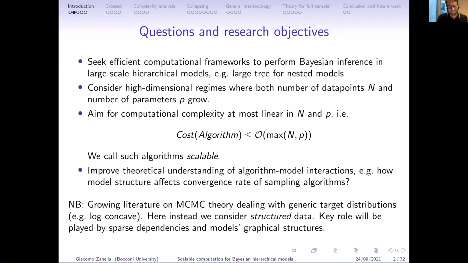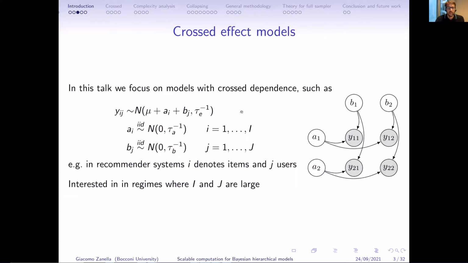And again, the sparse dependence and the graphical model will play a crucial role. So more specifically, most of this talk will be focused on cross-effect models. So this is, in a sense, obviously a subset of the aim I said before, but I think it's an interesting subset, and I will be talking a bit about that. So we're going to be looking at models where the dependent structure is not, for example, structured in a nested tree, but it has a crossed dependence.